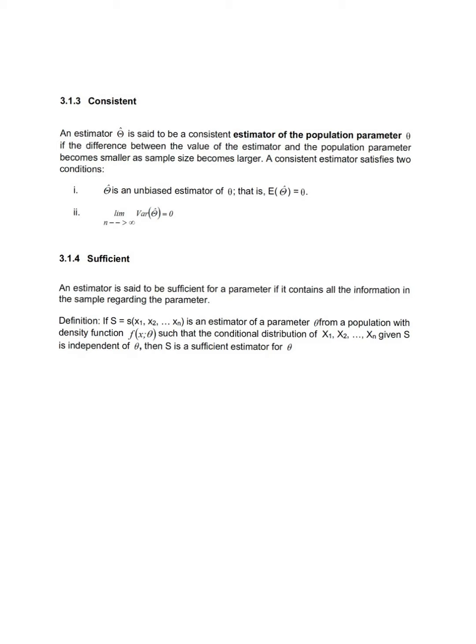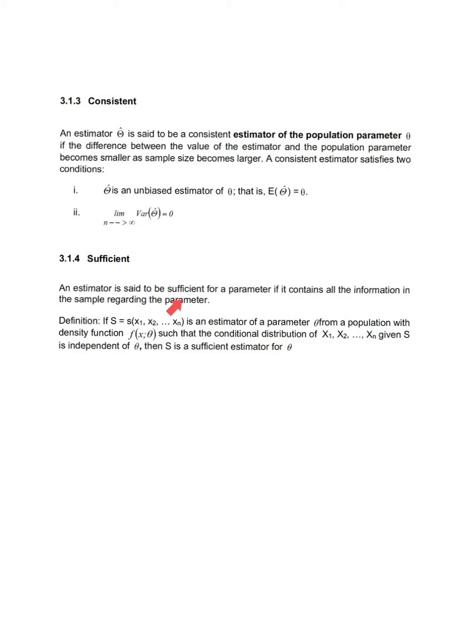Yang pertama. Yang kedua, dia punya variance, okay, variance of theta hat as n approaching infinity, okay, the variance should be 0. Okay, so if the parameter or the estimator fulfill these two conditions, so we can say that the estimator are consistent. Okay, the last one is sufficient.